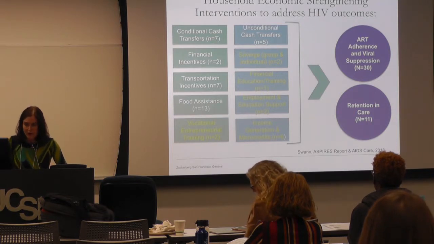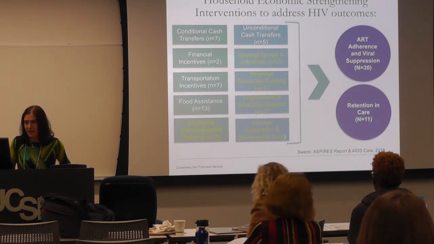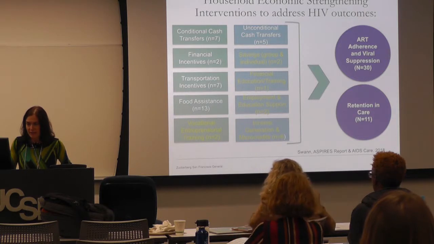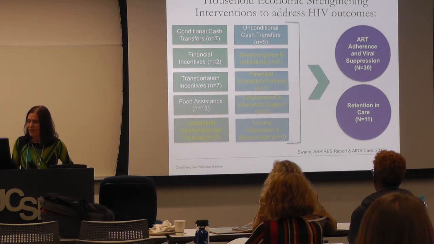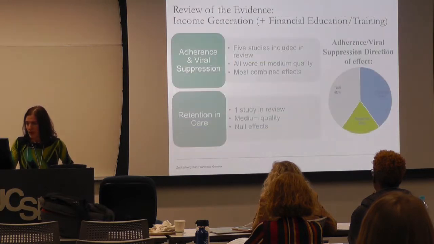So in 2016, Mandy Swan from FHI 360, along with the support of PEPFAR and USAID, conducted an in-depth review of the literature on household economic strengthening interventions. There were 12 categories of interventions looked at with respect to HIV outcomes, most of them on adherence and viral suppression. But the key point I want to make is that if you look specifically at those interventions that could be thought of as livelihood interventions, there are very few studies in each of these categories, most having only 1 or 2 studies.